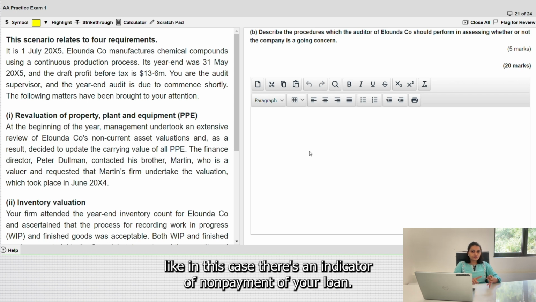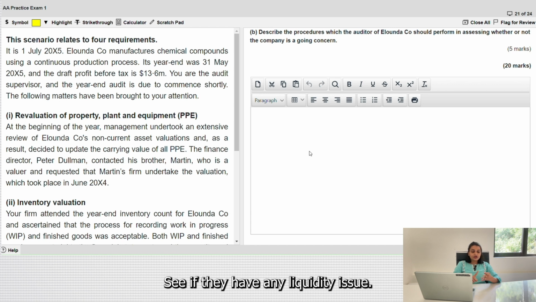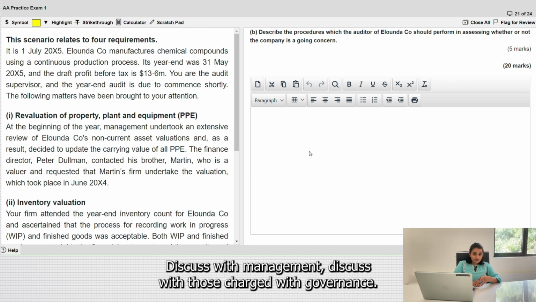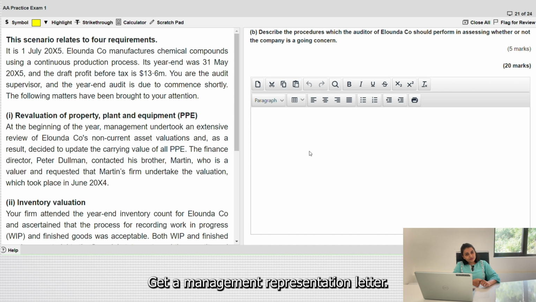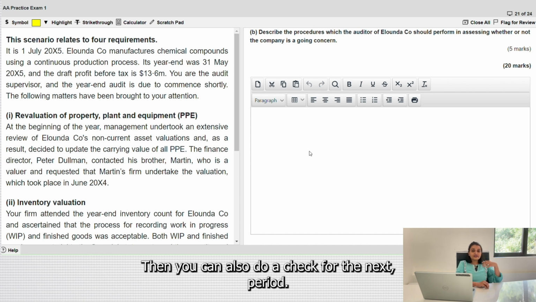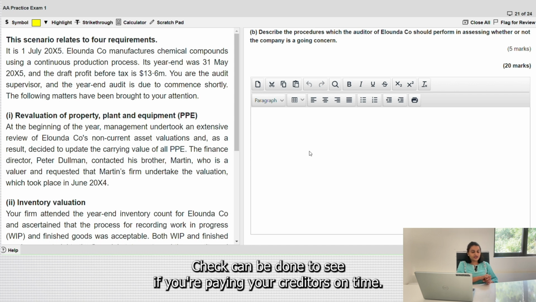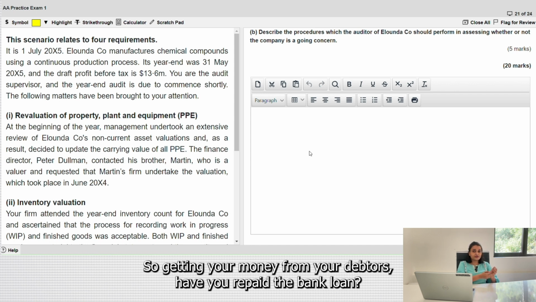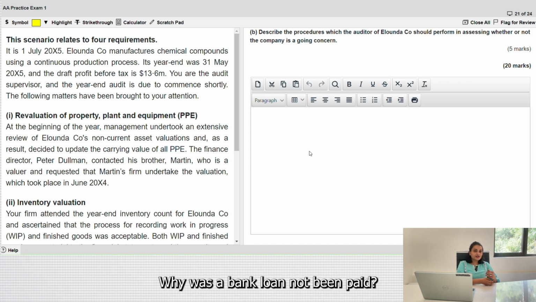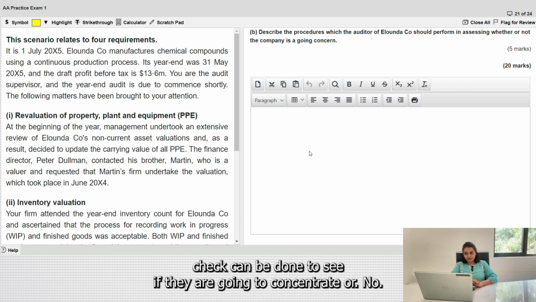Like in this case, there is an indicator of non-payment of your loan. See if they have any liquidity issue. Discuss with management, discuss with those charged with governance. Get a management representation letter. Then you can also do a check for the next period, that's for subsequent events. Check can be done to see if you're paying your creditors on time, if you're getting your money from your debtors, have you repaid the bank loan, why was the bank loan not being paid. So all these subsequent events check can be done to see if there are going concern threat or no.